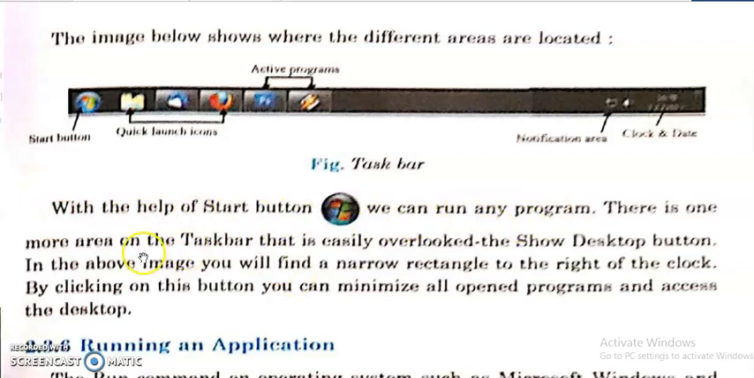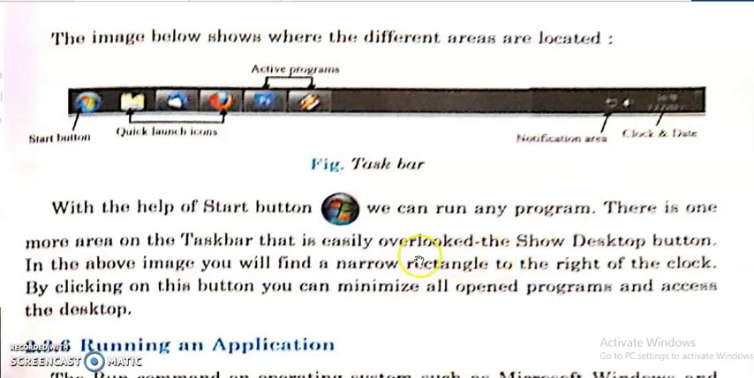program. There is one more area on the taskbar that is easily overlooked: the show desktop button. This side, this is your show desktop button. Okay, so we need to click it. When we have opened so many applications over the desktop, and the desktop is hidden, with a single click on the show desktop button, it will directly take us to the desktop area.